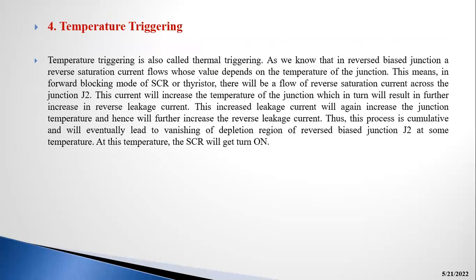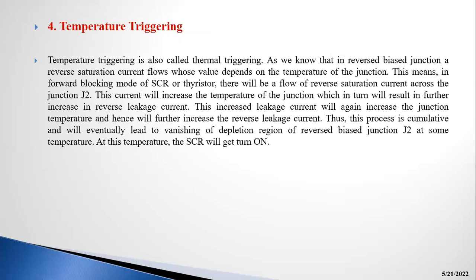Now we will discuss the fourth triggering method, that is the temperature triggering. Temperature triggering is also called thermal triggering. As we know, in a reverse biased junction, a reverse bias saturation current flows whose value depends on the temperature of the junction. This means in forward blocking mode of SCR or thyristor, there will be a flow of reverse saturation current across the junction J2.